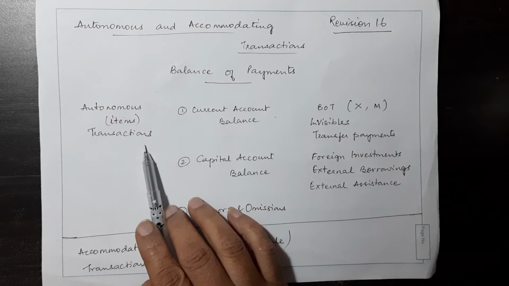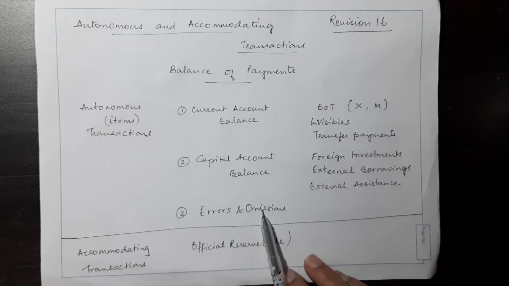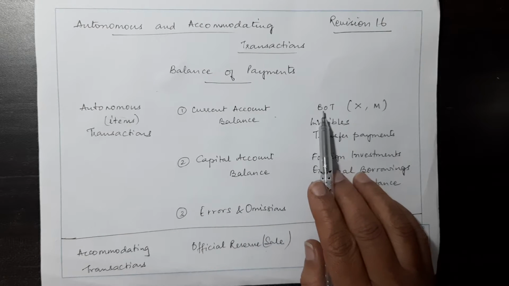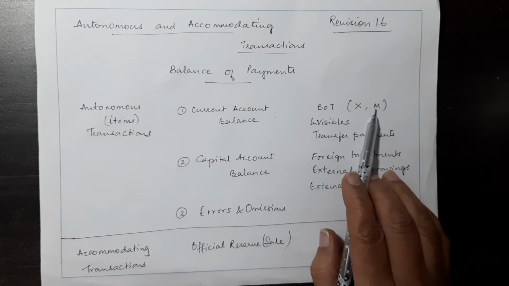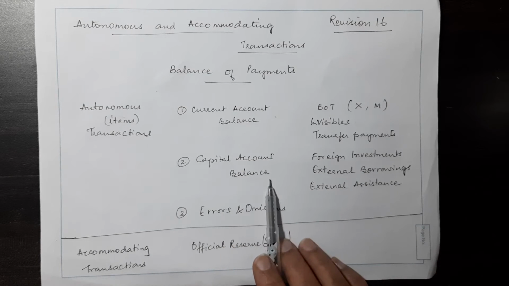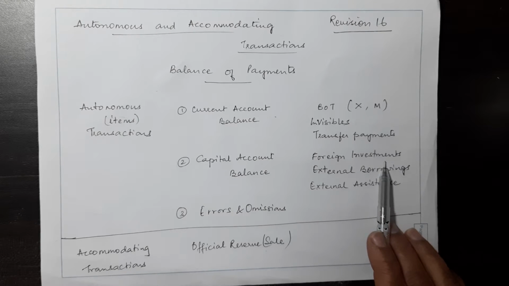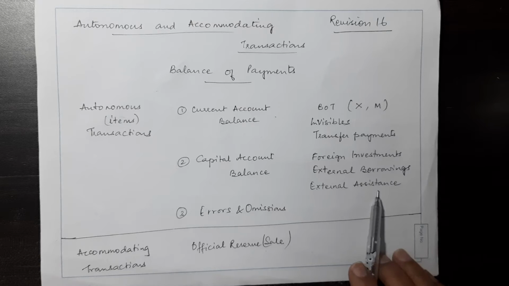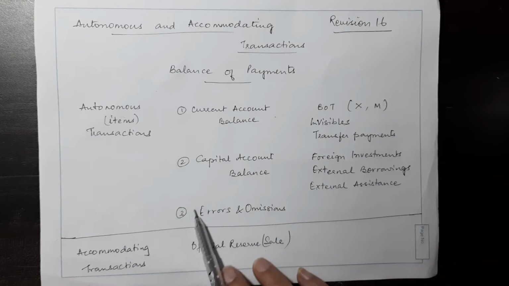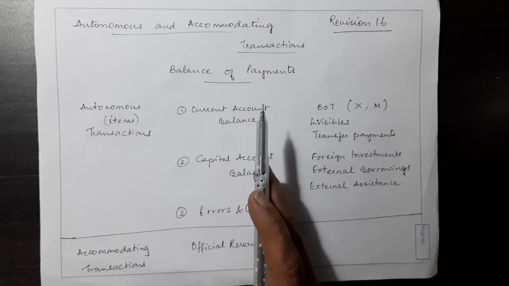The autonomous items or the autonomous transactions consist of the current account balance, capital account balance, and the errors and omissions, as we saw in the previous video. The current account balance is a balance between the balance of trade, that is the export and the import of goods, services in the invisibles, and the transfer payments. Then the capital account balance is the balance of accounts on the foreign investments like the FDI, FII, etc., external borrowings and external assistance. Now, whatever could not be accommodated into these two will be written under the errors and omissions. Each of these accounts will have a credit side and a debit side.